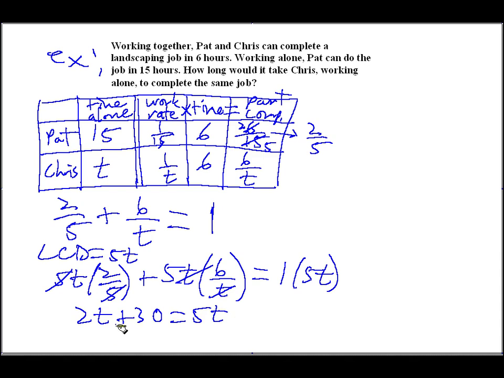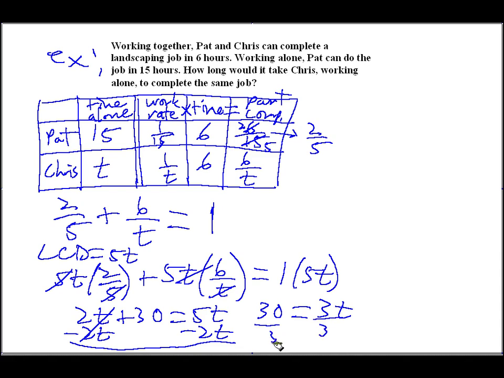All right, can we see that? Let's get the t over to the right side. Let's subtract 2t on both sides. Hopefully we see the algebra without too much trouble there. The 2t's drop off, so I have 30 equal to 3t. All right, so dividing both sides by 3, what's t going to be?